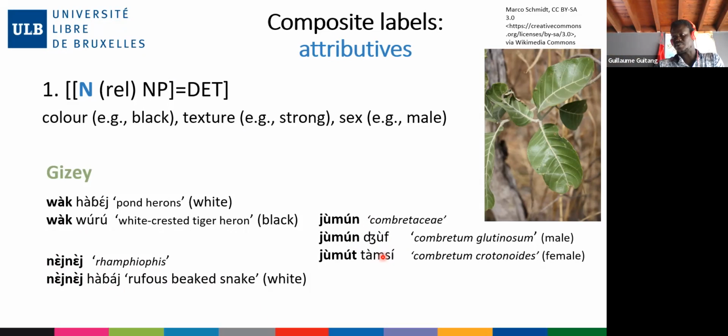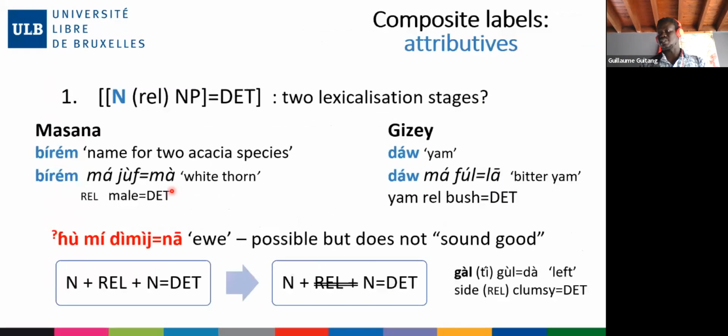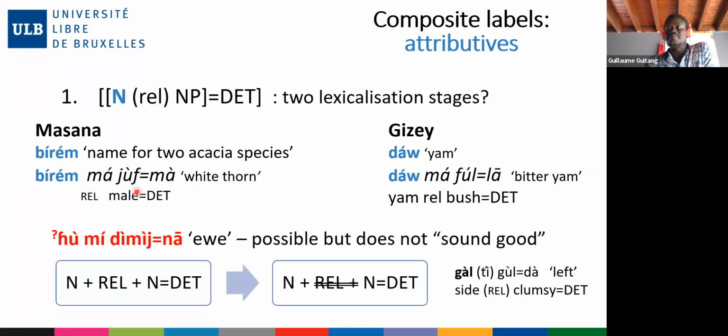Here I said the relator can be overt or covert, but there are examples like these where it seems you need to use the relator. For example, when you say birem majufma, the male birem, it must be there. Dauma fulla, you must use the relator there. But in some cases, when you put the relator there, it is possible, but does not sound good.